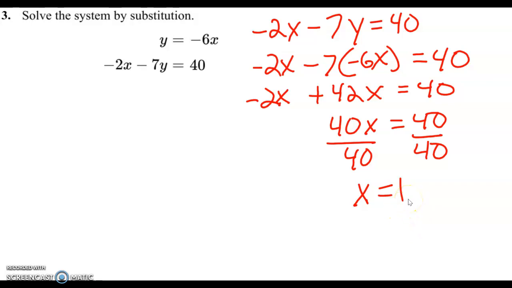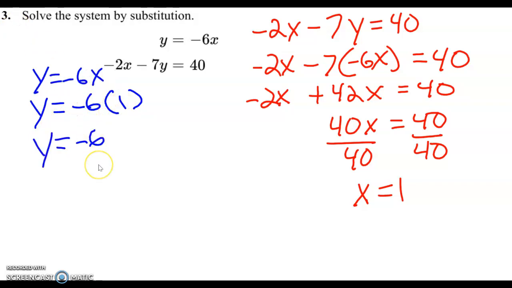Now I'm going to take that 1 and plug it in for the x value here. I'm going to pick that first one. y is equal to negative 6x. I get y is equal to negative 6 times 1, which means y is equal to negative 6. And then again, I write my ordered pair: 1, negative 6.